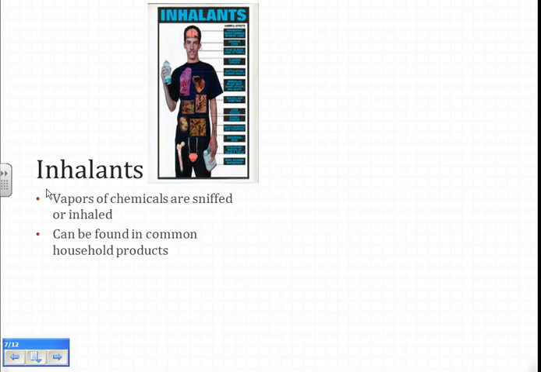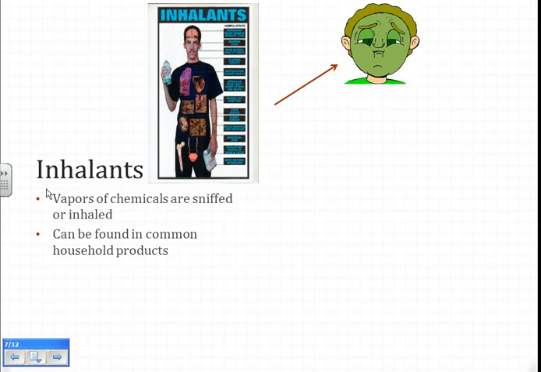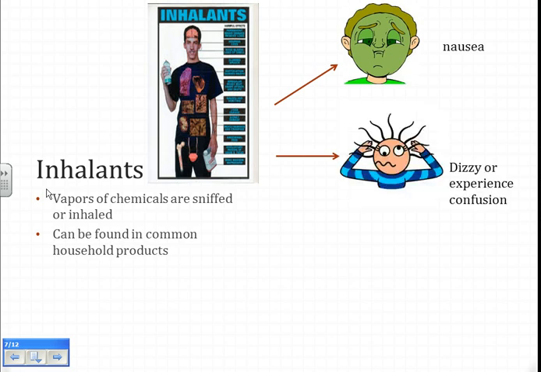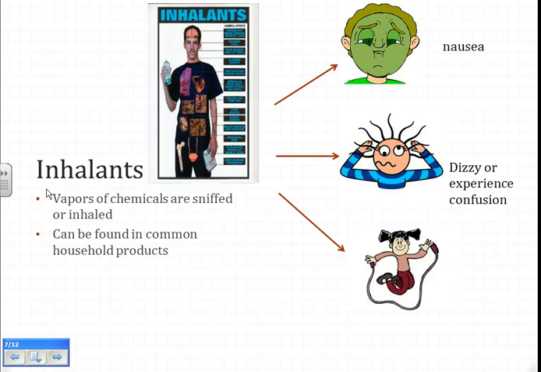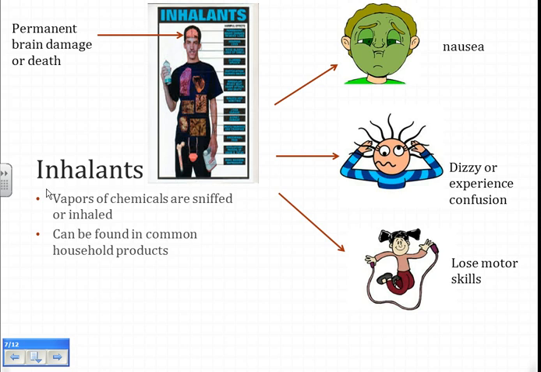The fourth classification we are going to look at are called inhalants, where the vapors or chemicals are sniffed or inhaled in order to get high. Often these chemicals come from household products that are not meant to be taken into the body. Once the vapors are inhaled, the user may feel nauseous, dizzy, experience confusion, or lose motor skills. Since the poisons inhaled go straight to the brain, they may cause permanent brain damage or even death.